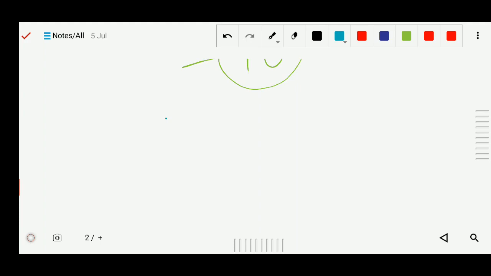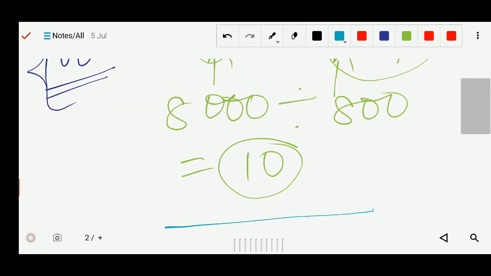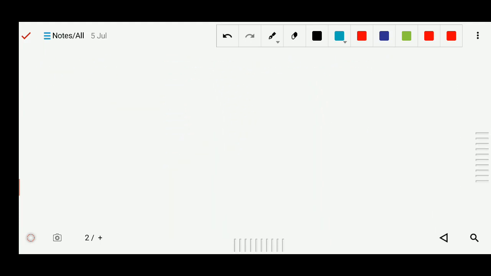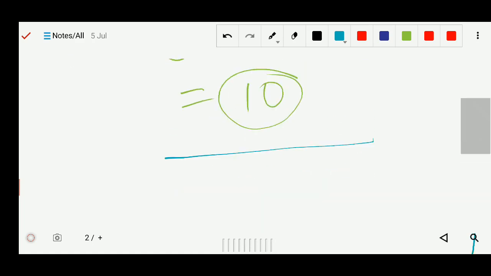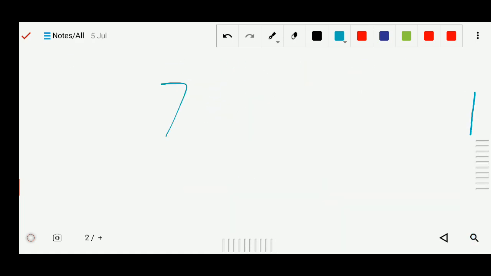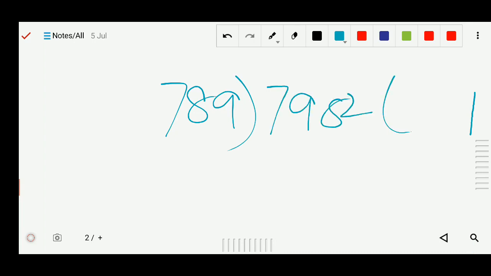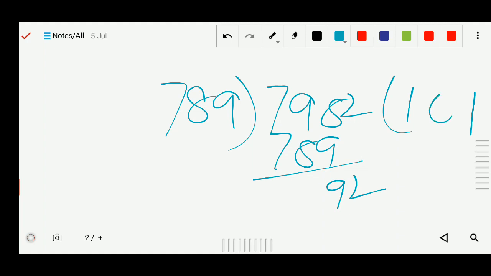So to check this, what will you do? You have to divide. Simply, you can divide your 789 by 7982. One time you will divide 789, that is, here will be 92. Further we cannot divide, so we place 0.